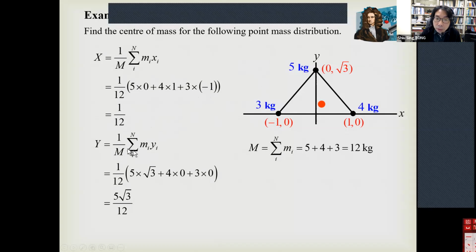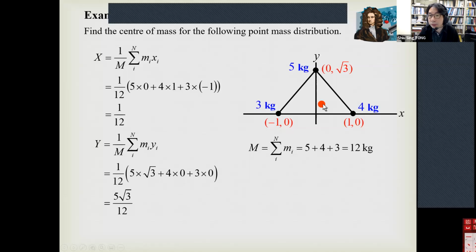For the y coordinate, you do a similar thing. You take the mass first, 5 kilogram, multiply by its y coordinate, which is square root of 3, and then 4 kilogram multiplied by its y component, which is 0, 4 times 0. And you have the 3 kilogram again multiplied by its y coordinate, which is again 0. So the last two terms do not contribute. And you find that when you divide by the total mass, the y component of the CM position is 5 square root of 3 over 12. So it's somewhere here, okay?